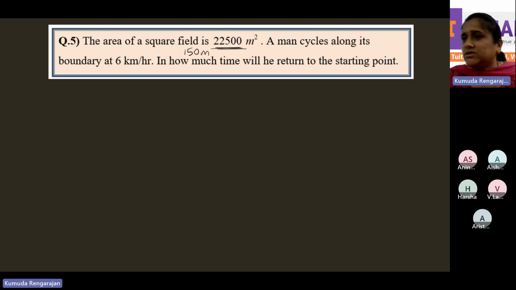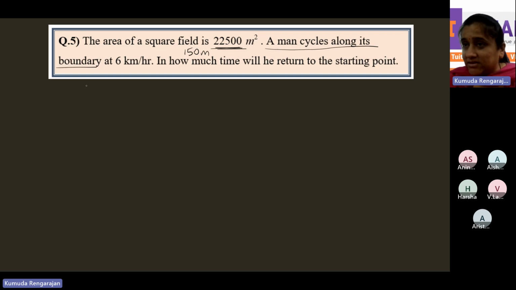Now you can answer any question. For a square field, you need only one thing: the length of the side of the square. If you have that value, you can answer any question. For a rectangle, if you have the length and breadth, the dimensions of the rectangle, you can answer any question.